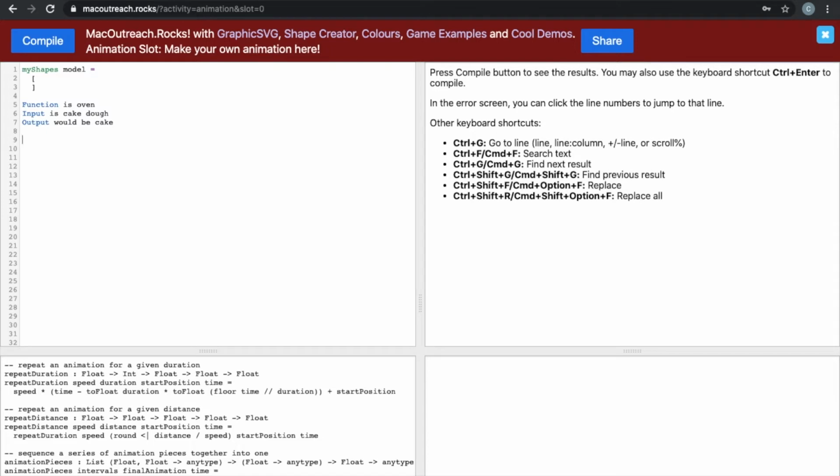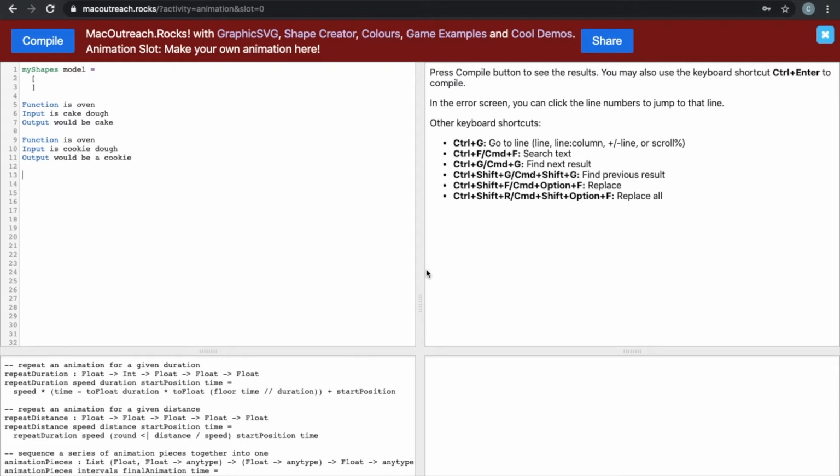Now, let's say, for example, that we wanted to change the input, but keep the same function. What would happen then? Well, let's say the function is still oven. And this time, instead of cake dough, let's make the input cookie dough. In that case, the output would no longer be cake, since putting cookie dough into an oven doesn't produce cake, it produces a cookie. So our output is just cookie.